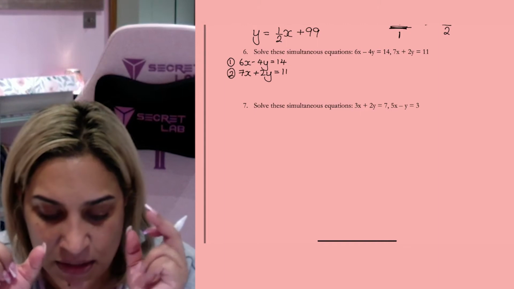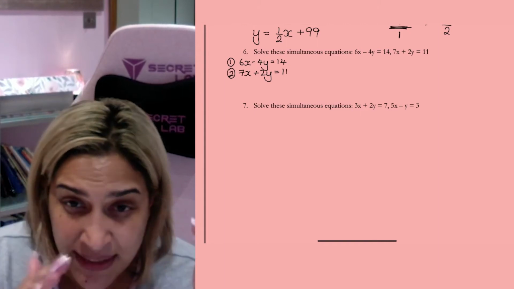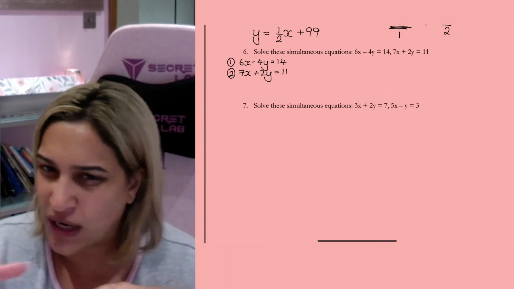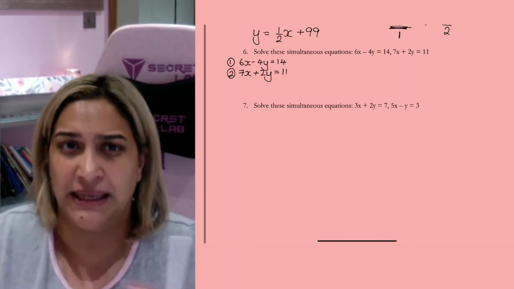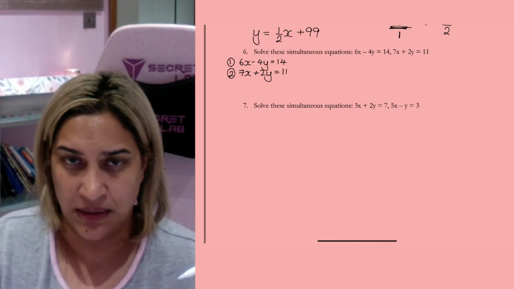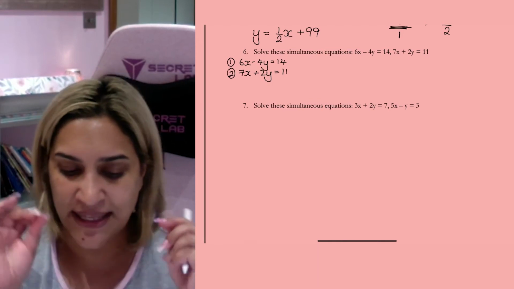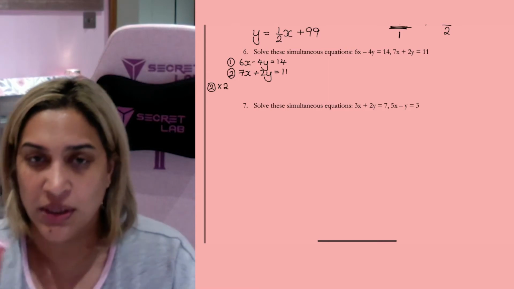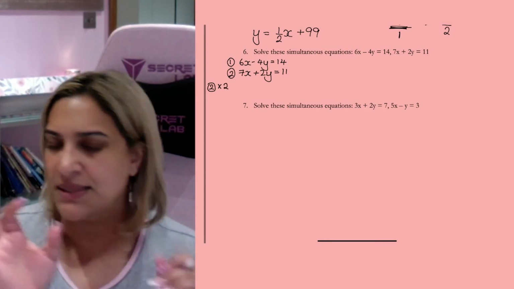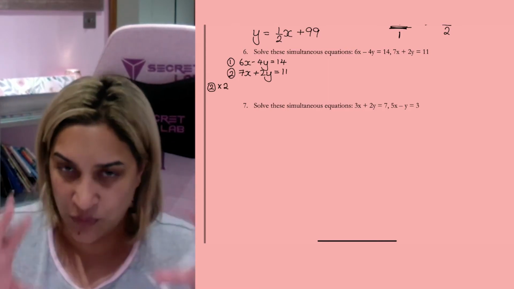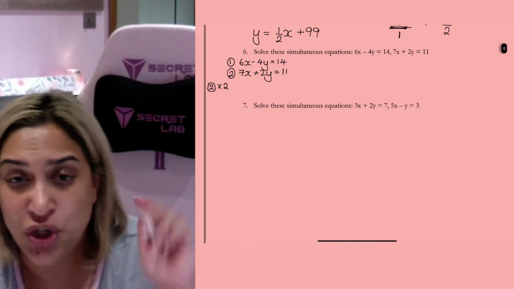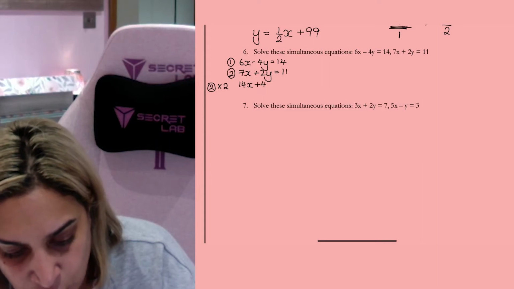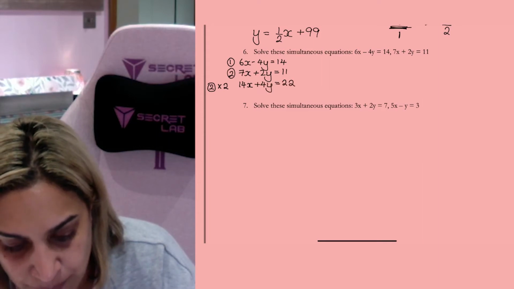First of all, you want to make either the x's or the y's the same, but you can't add and subtract. You can only multiply everything by something. So in this case, we're going to take the second one and multiply it by 2, because I want to try to get the y's the same. Ignore the signs for the moment. We want to make the y's the same. So my new 2 becomes 14x plus 4y equals 22.